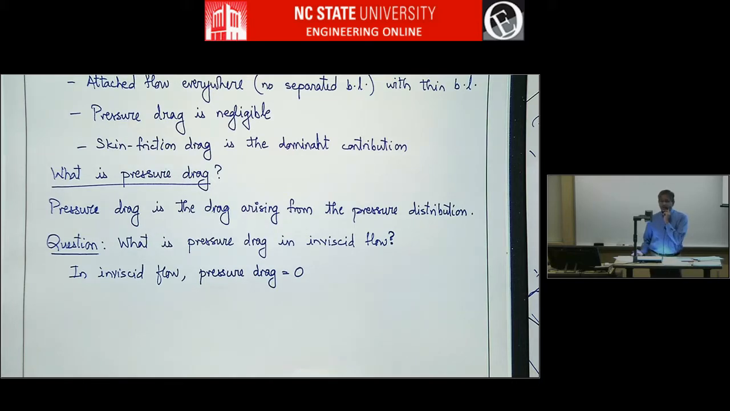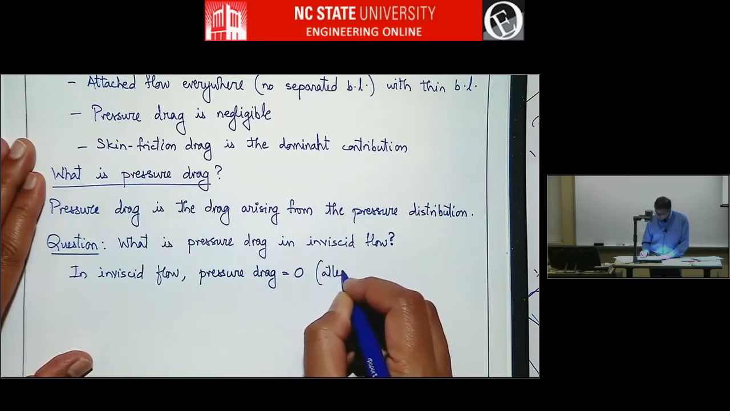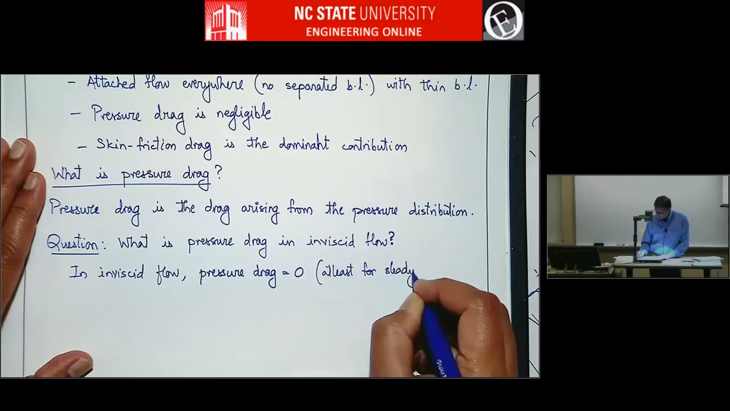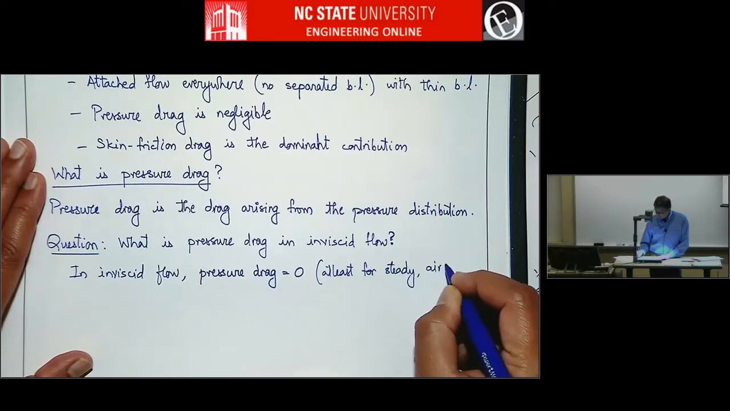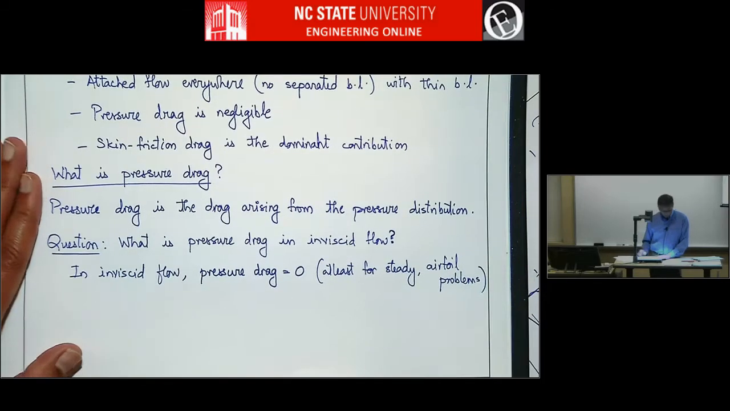What is it called? Yeah, induced drag is actually a form of pressure drag. So even in inviscid flow for a wing, you will have pressure drag, and that's called induced drag. So at least for steady airfoil problems, pressure drag is 0 in inviscid flow.